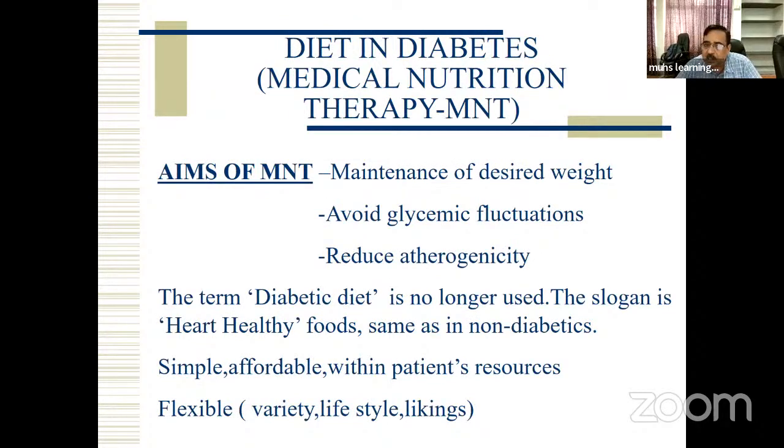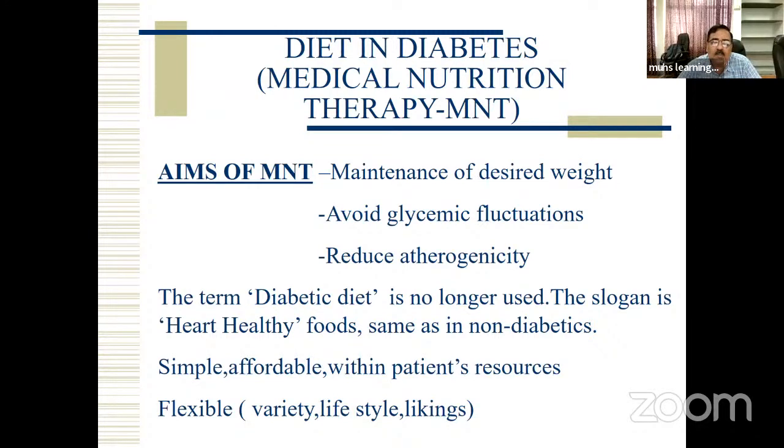Coming to medical nutrition therapy. So what are the aims? The aim is to take the patient to the desired weight, avoid hypoglycemia and hyperglycemia, and simultaneously reduce atherogenicity. These are the main aims. How to achieve it? The diabetic diet is no longer used. What is used now is heart healthy food, the same as in non-diabetics.